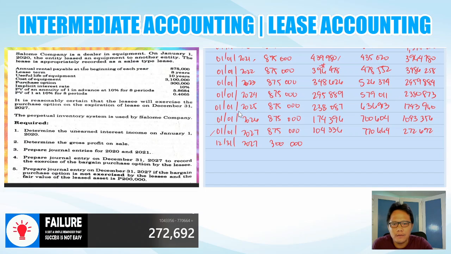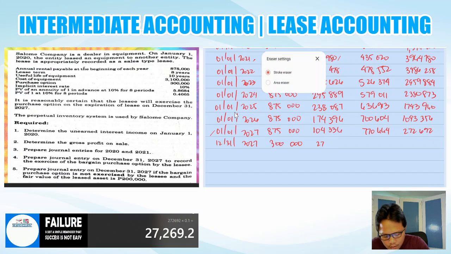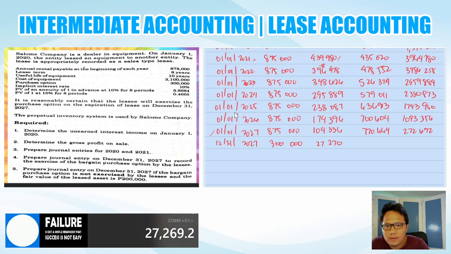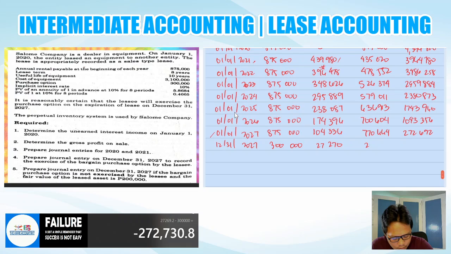Okay? So this 272,692 would still earn an interest of 27,270, less that to your 300,000. Okay? We have 272,730.8. Or to be practical, kasi nga, yung aim natin dito, kasi last term na, we need to put this into zero. And the difference between the two is just rounding of differences na. Okay? So basically, let's just deduct that diretso.